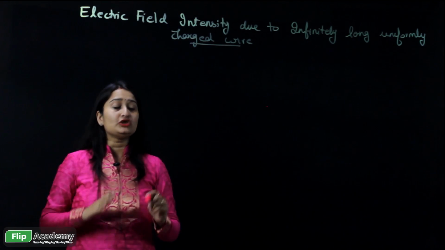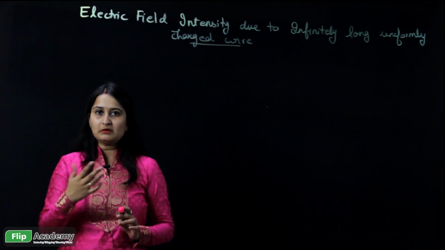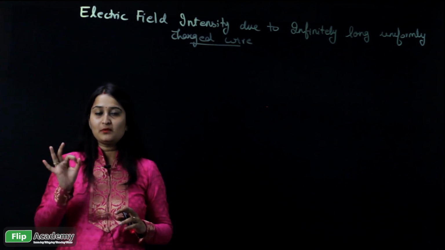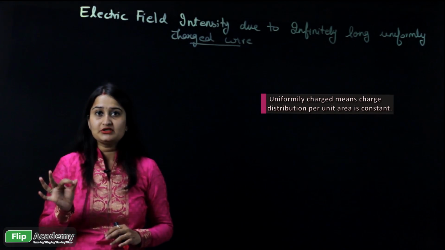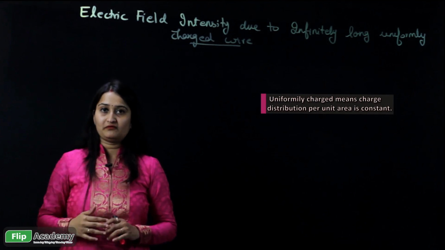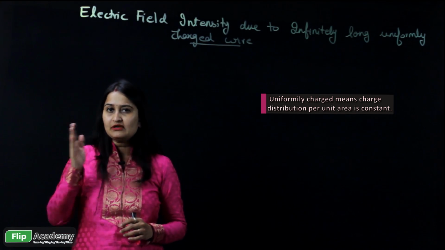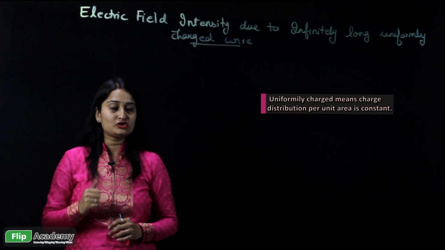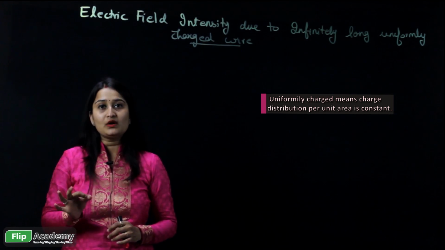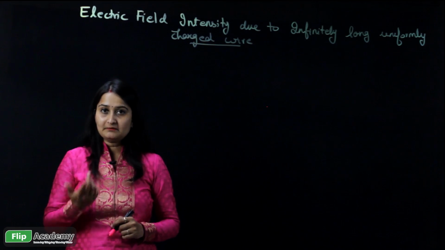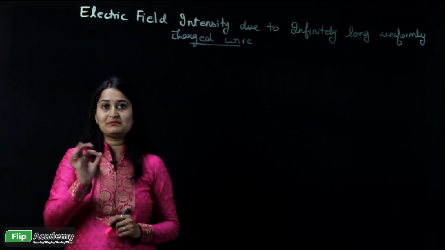Now, the other term is uniformly charged. What do we mean by uniformly charged? Uniformly charged means that the charge is distributed over the length of the wire equally. That is, if we find the charge distribution at every point, it gives an equal distribution. Now let me demonstrate with a very simple diagram.